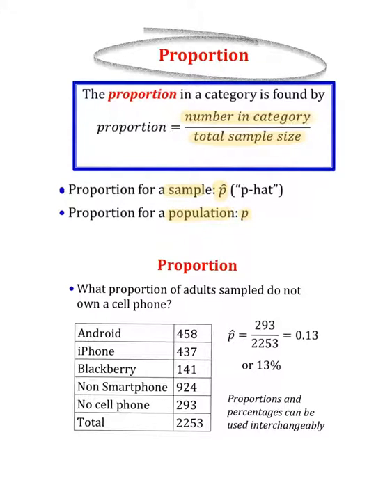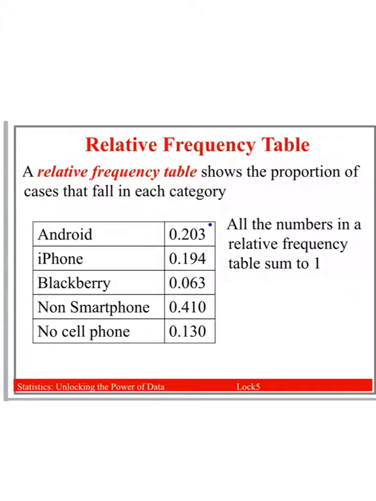So if I want to find the proportion of adults that don't own a cell phone, I would take 293 and divide that by 2,253 to get a grand total of 0.13, or 13%. So this relative frequency table shows the proportion that fall in each category. If you take a look, that right-hand column sums to 1.